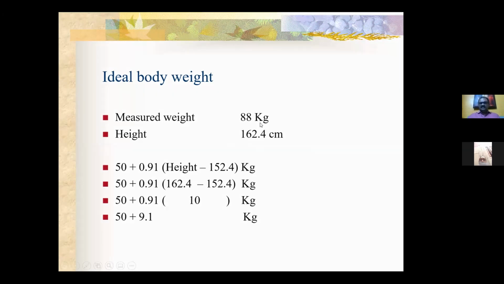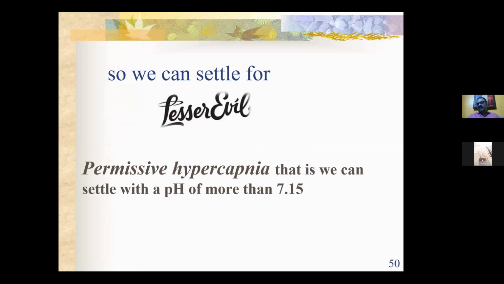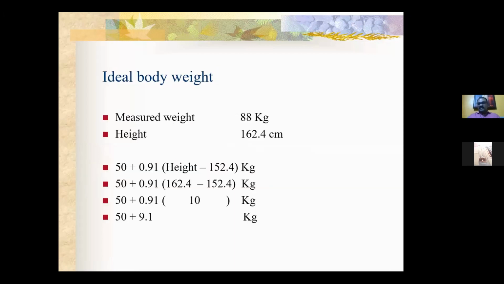So if you are calculating according to the actual body weight, 88 into 8 will come around 700 ml of tidal volume. But for a 60 kilogram ideal body weight, the 8 ml will come around only 480. So that is going to be different. So you are not going to set it according to the actual body weight. It will be based on the ideal body weight. That will be calculated by this formula. So you have to know how you are going to calculate the ideal body weight.